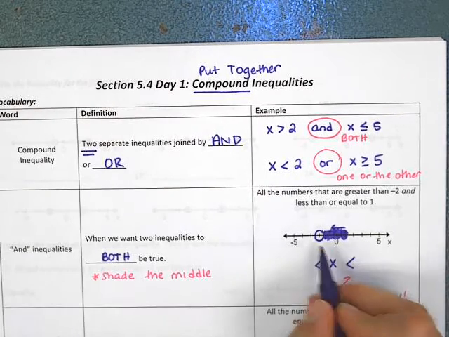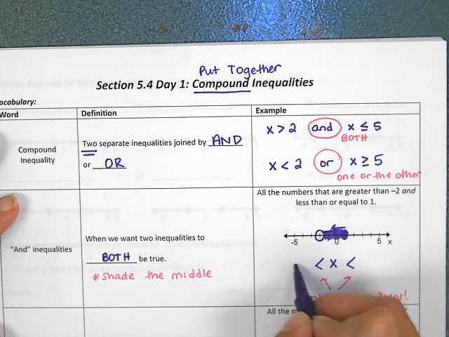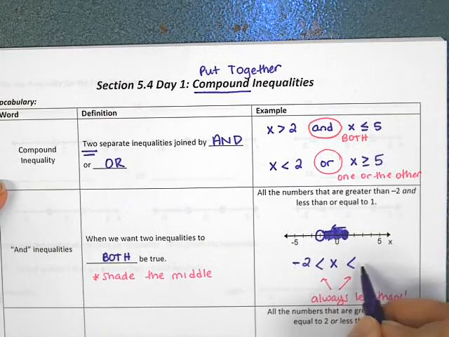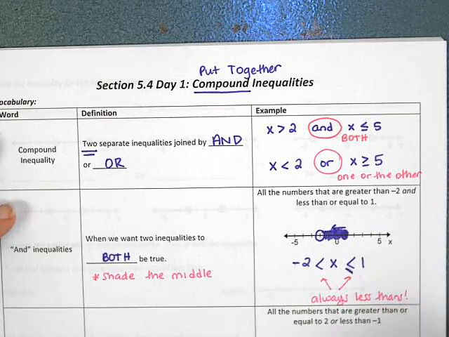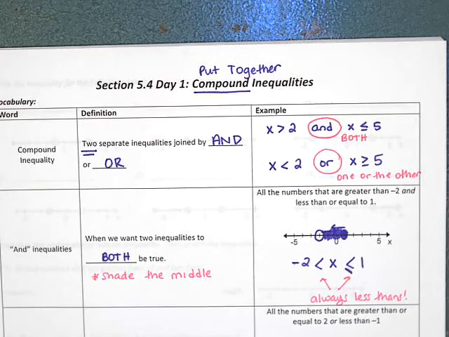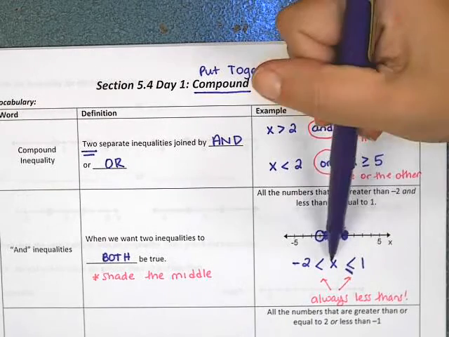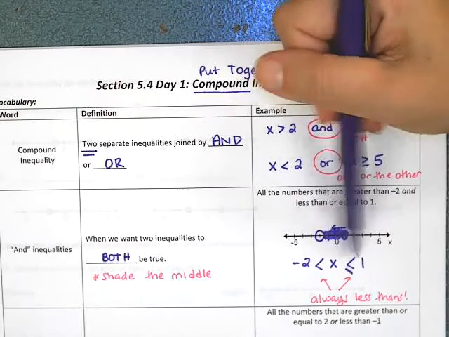The number that's on the left side of this shaded area is the -2, and the number that's on the right side is the +1. Now the +1 is also closed, so we would make it an equal to. I call these sandwiches because the x is sandwiched in between these two numbers.